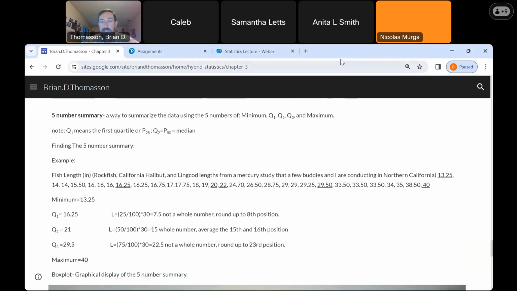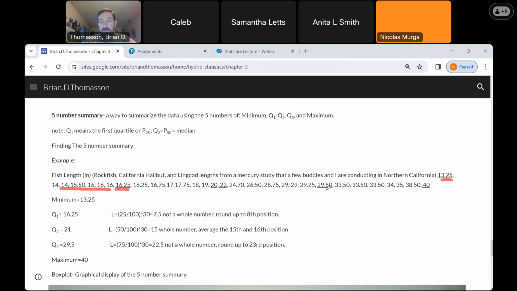So what we're representing, here's our minimum at 13.25, and here's our Q1 at 16.25, right? Now notice that all these fish are very close together in size. I mean, the smallest one is 13.5 inches, and the largest one is 16.5 inches. It's only a difference of 3 inches. They're all pretty much the same size fish.